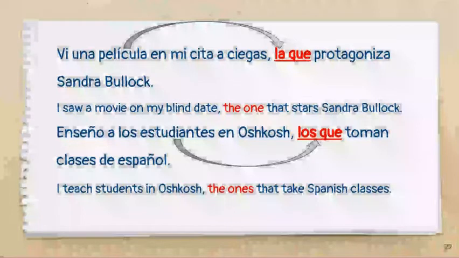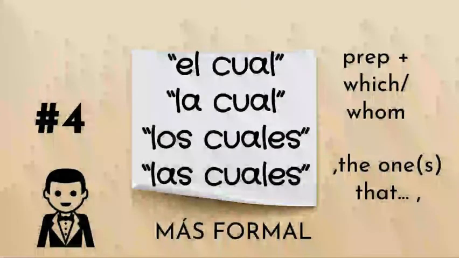Another way we use these is to say the one that to add on some extra information at the end of our sentence. So, vi una película en mis citas ciegas, la que protagoniza Sandra Bullock. I saw a movie on my blind date, the one that stars Sandra Bullock. So if I'm worried I haven't explained the movie enough, I add on a little bit of extra description at the end using one of these phrases. Or you can say, enseño a los estudiantes en Oshkosh, los que toman clases de español. Again, if I want to add on a little bit of extra information about those students at the end, comma, los que. Okay, so those are my uses of the el que expressions. Now, these ones are very similar.